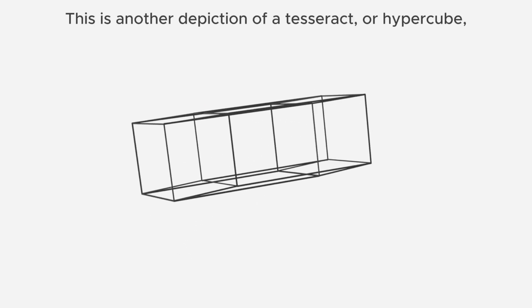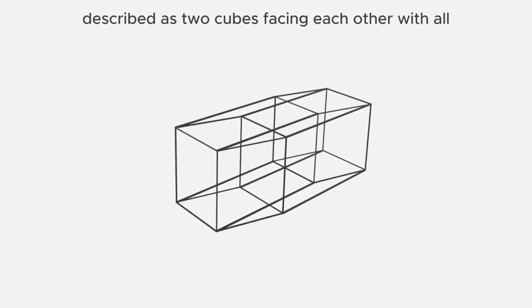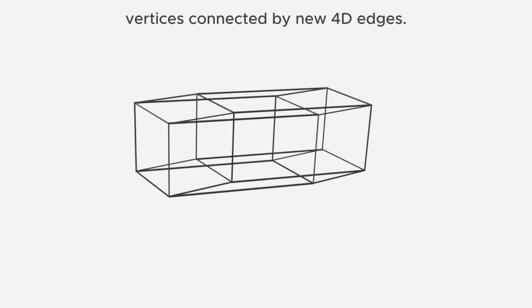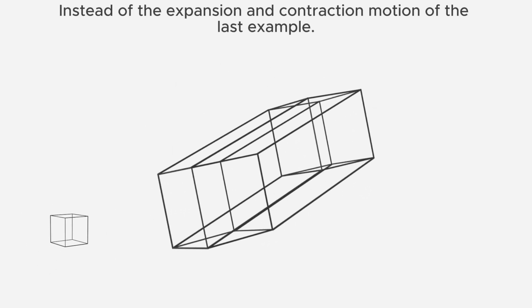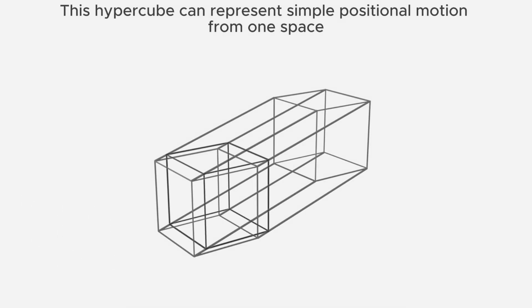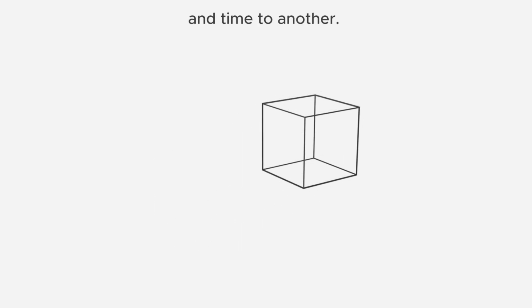This is another depiction of a tesseract, or hypercube, described as two cubes facing each other with all vertices connected by new 4D edges. Instead of the expansion and contraction motion of the last example, this hypercube can represent simple positional motion from one space and time to another.